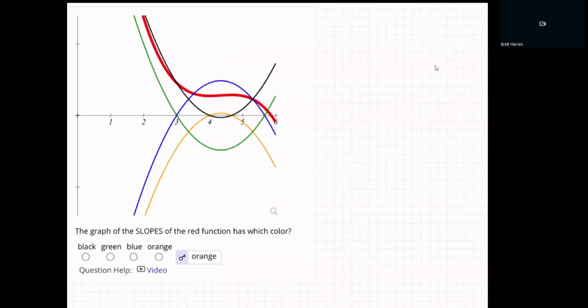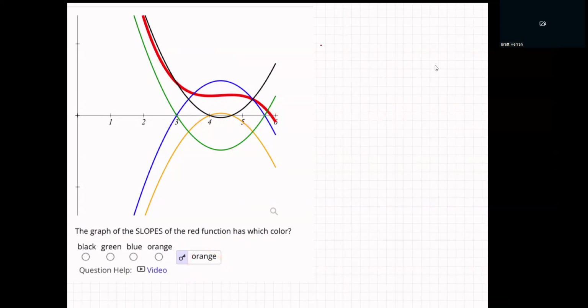Okay, so this question is asking us: the graph of the slopes of the red function is which color? They want us to take the slopes of the red function and find out if those slopes are graphed in the blue, the black, the yellow, or the green. I mean, the orange or the green. You can see the answer is orange. How do we know that?